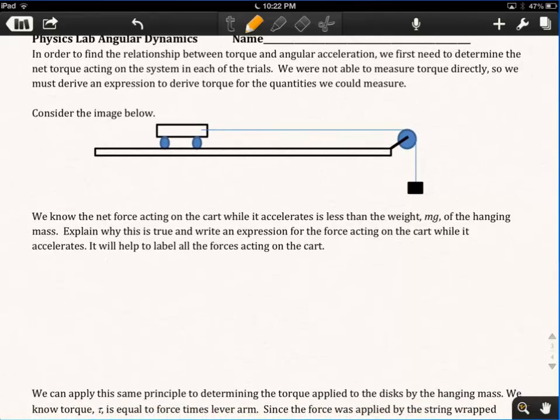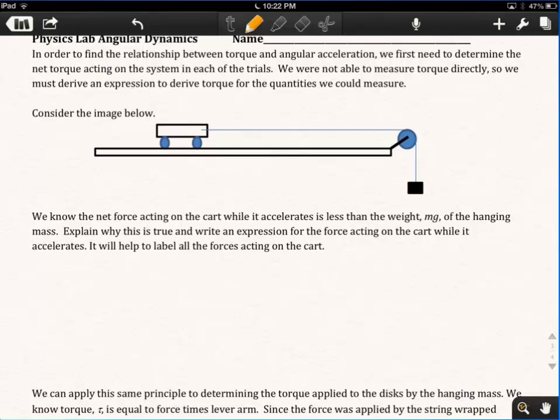In order to find the relationship between torque and angular acceleration, we need to derive an equation for net torque because we didn't measure it. We measured the angular acceleration of those rotating disks, and we know the mass of the hanging mass, but we don't know the net torque. We were not able to measure the torque directly, so we have to derive an equation to get it. This is a little bit fuzzy.